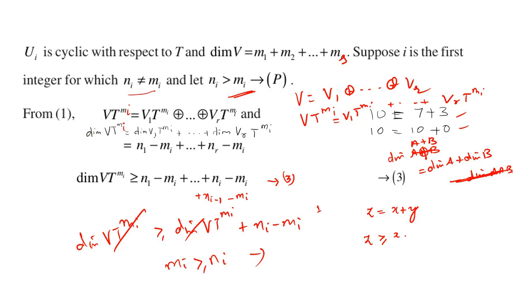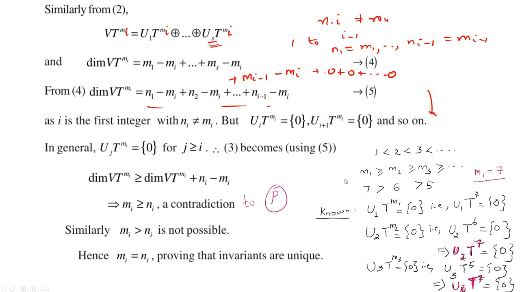But now everything depends on saying why this is 0. So for that we will consider this one. We have naturally m1 less than m2 less than m3 and so on, and the mi being invariants is what we have. Now suppose we have the values for them, say 7, 6, 5, something like this. Then U1 is cyclic with respect to T and is of dimension m1. So by the definition of U1 being cyclic with respect to T, U1 T power m1 should be singleton 0. And my m1 here is 7.